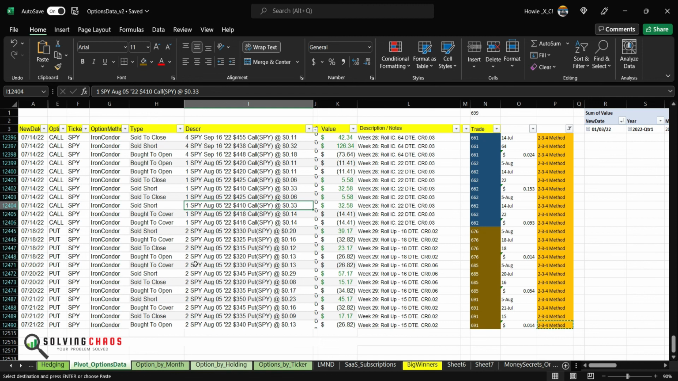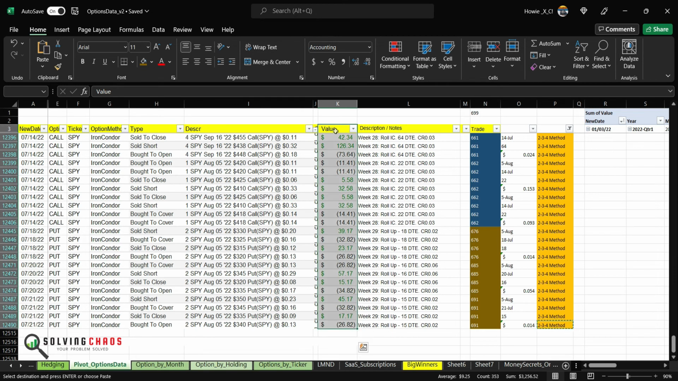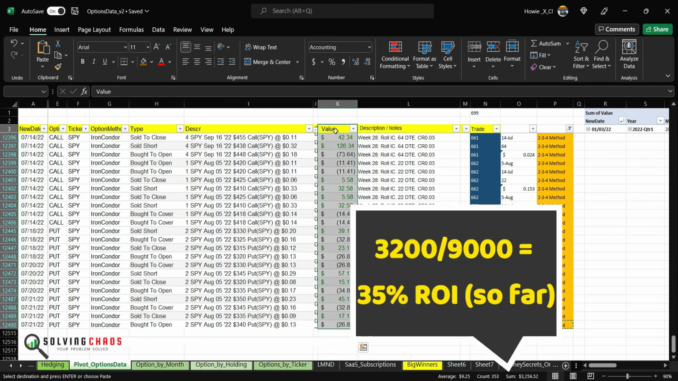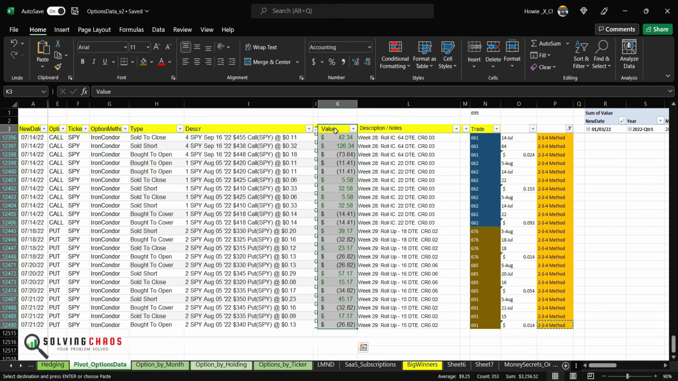So in my portfolio, you can actually see that. And if you look at how much I made using $9,000 in capital, I made $3,200 this year. If you're doing the math, I'm on a rate to finish the year about 60% ROI using the $9,000.